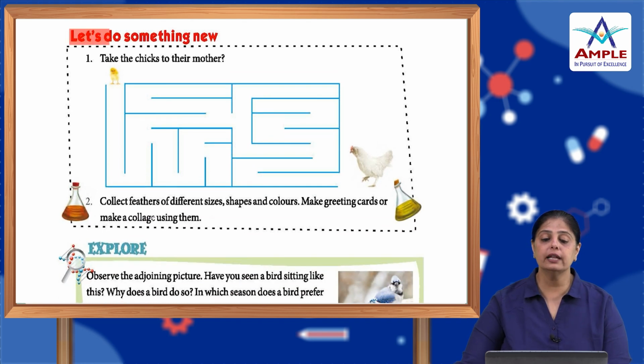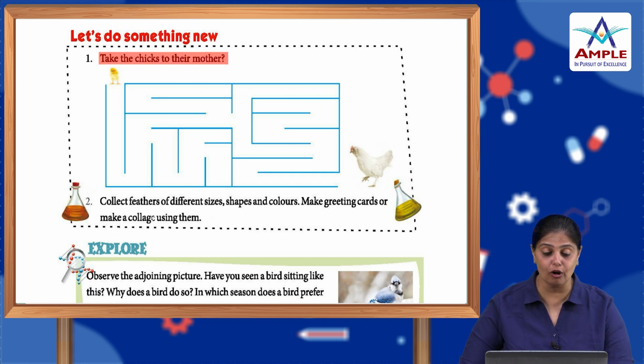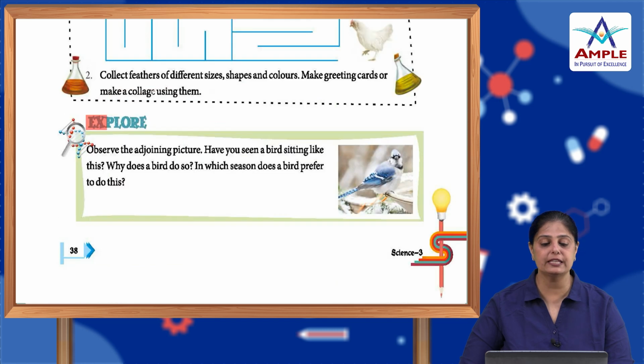Alright. Now, let's do something new. Take the chicks to their mother. So, this is the puzzle that you have to solve. Collect feathers of different sizes, shapes and colors and make greeting cards or make a collage using them. Explore. Observe the adjoining picture. Have you seen a bird sitting like this? Why does a bird do so? In which season does a bird prefer to do this?